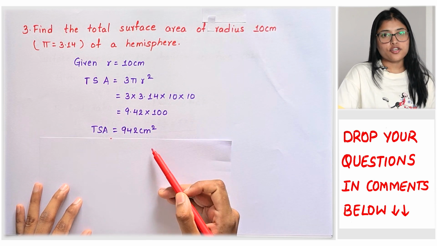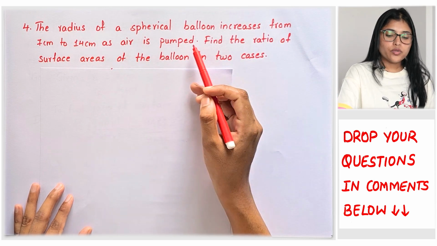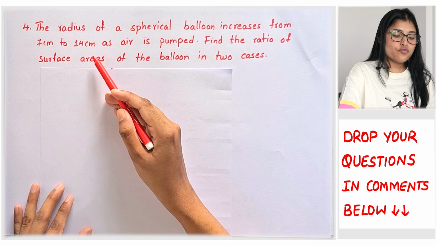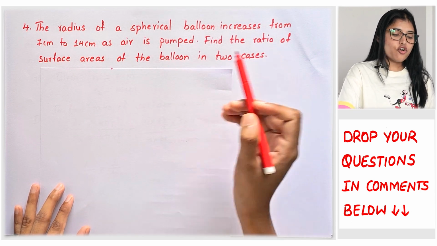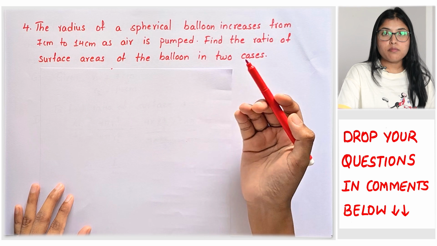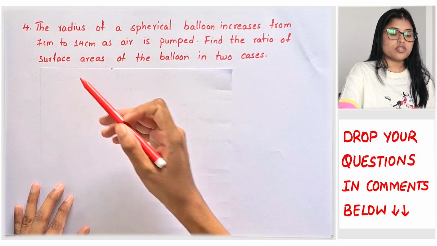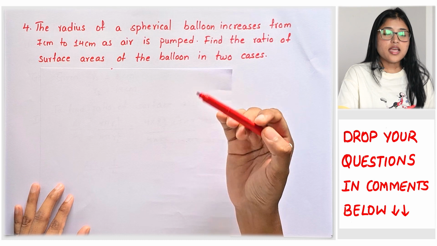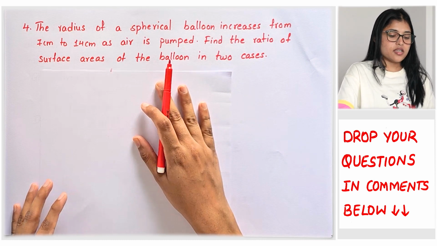is 942 centimeters square. The fourth question says the radius of a spherical balloon increases from 7 centimeters to 14 centimeters as air is pumped into it. Find the ratio of surface areas of the balloon in both these cases. So the initial radius was 7 centimeters, which has increased to 14 centimeters, and I have to find the ratio of the areas in both these cases.